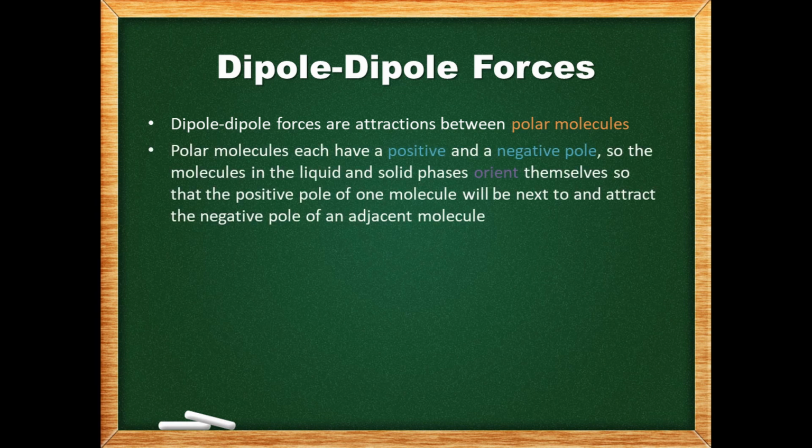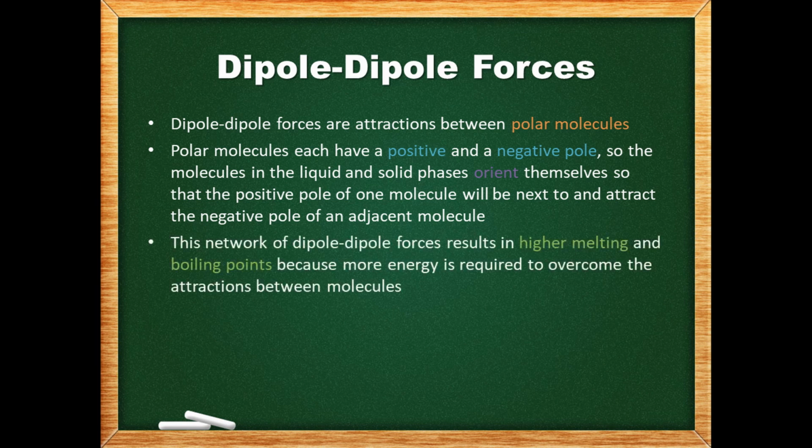We've seen that polar molecules each have a positive and a negative pole, so the molecules in the liquid and solid phases orient themselves so that the positive pole of one molecule will be next to and attract the negative pole of an adjacent molecule. This network of dipole-dipole forces results in higher melting and boiling points because more energy is required to overcome the attractions between molecules. The more polar those molecules are, the stronger the dipole-dipole forces.